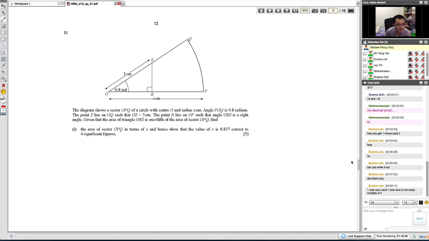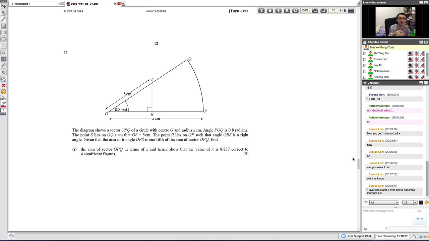1 over cos x and 1 over sine x is not cross multiple. No, it's not cross multiple. I only multiply one side, because the other side already has sine x cos x. So there's no need to multiply both sides. So I'm not doing the cross multiple thing.